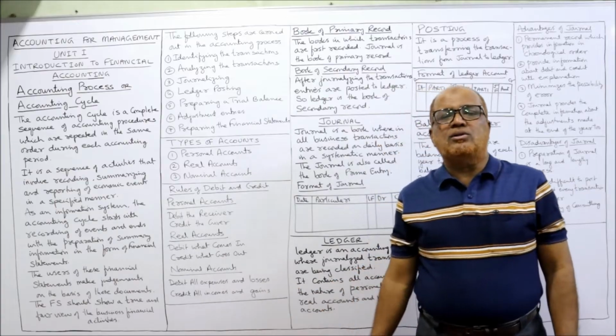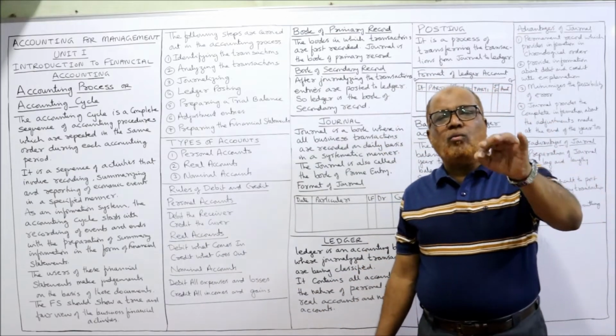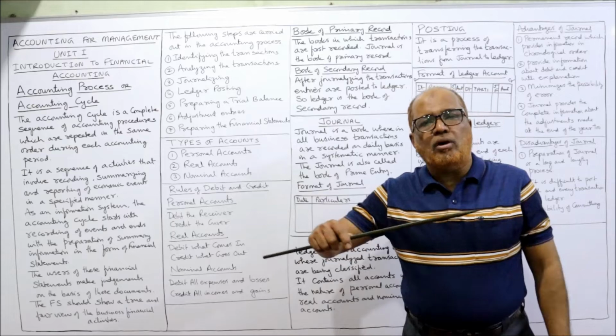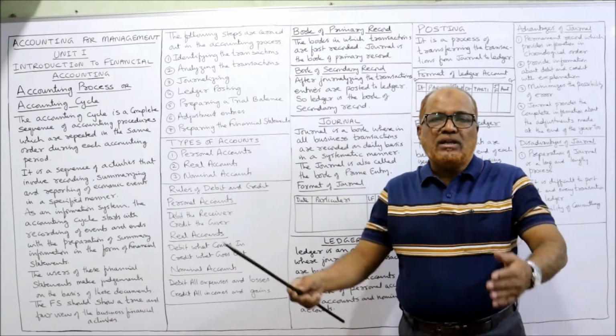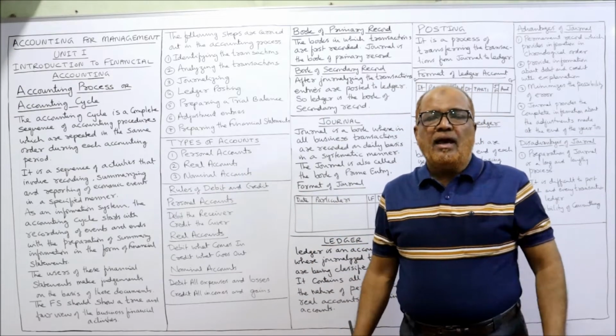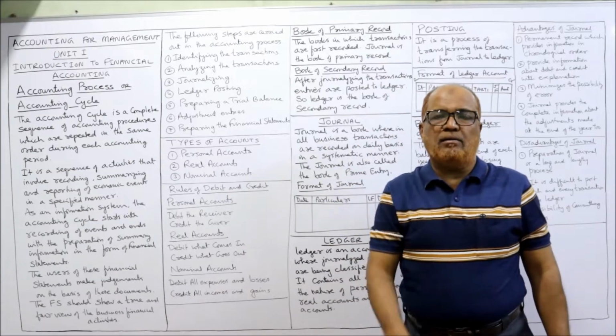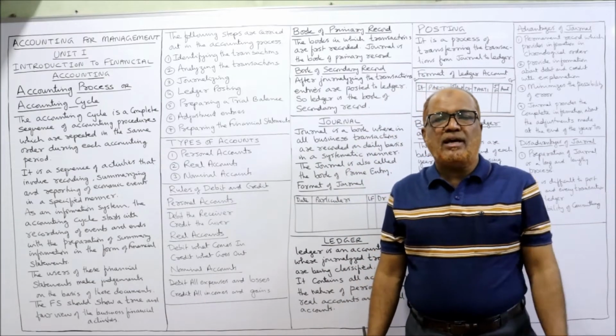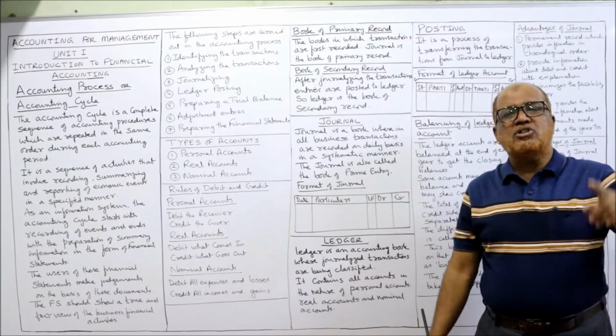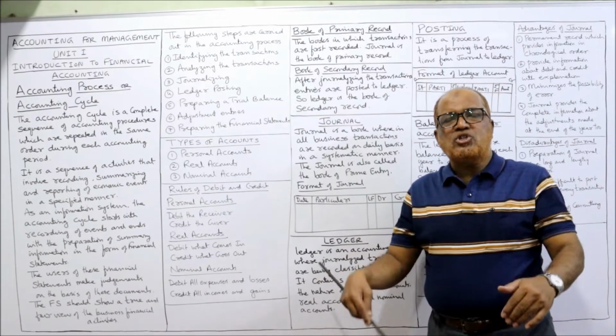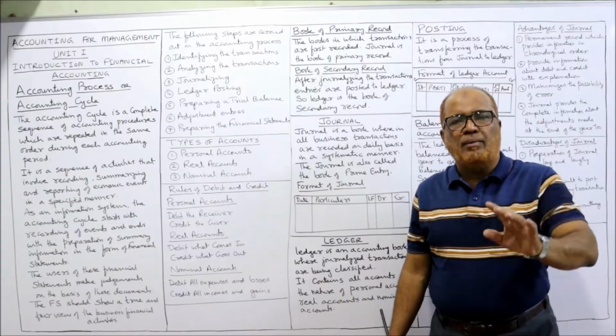Secondly, real account. For real account, debit what comes in, credit what goes out. Whatever is coming in, that should be debited. Example, cash is received, cash is coming in, cash should be debited. Similarly, machinery is purchased, machinery is coming in, machinery should be debited. Furniture purchased, furniture coming in, furniture should be debited.